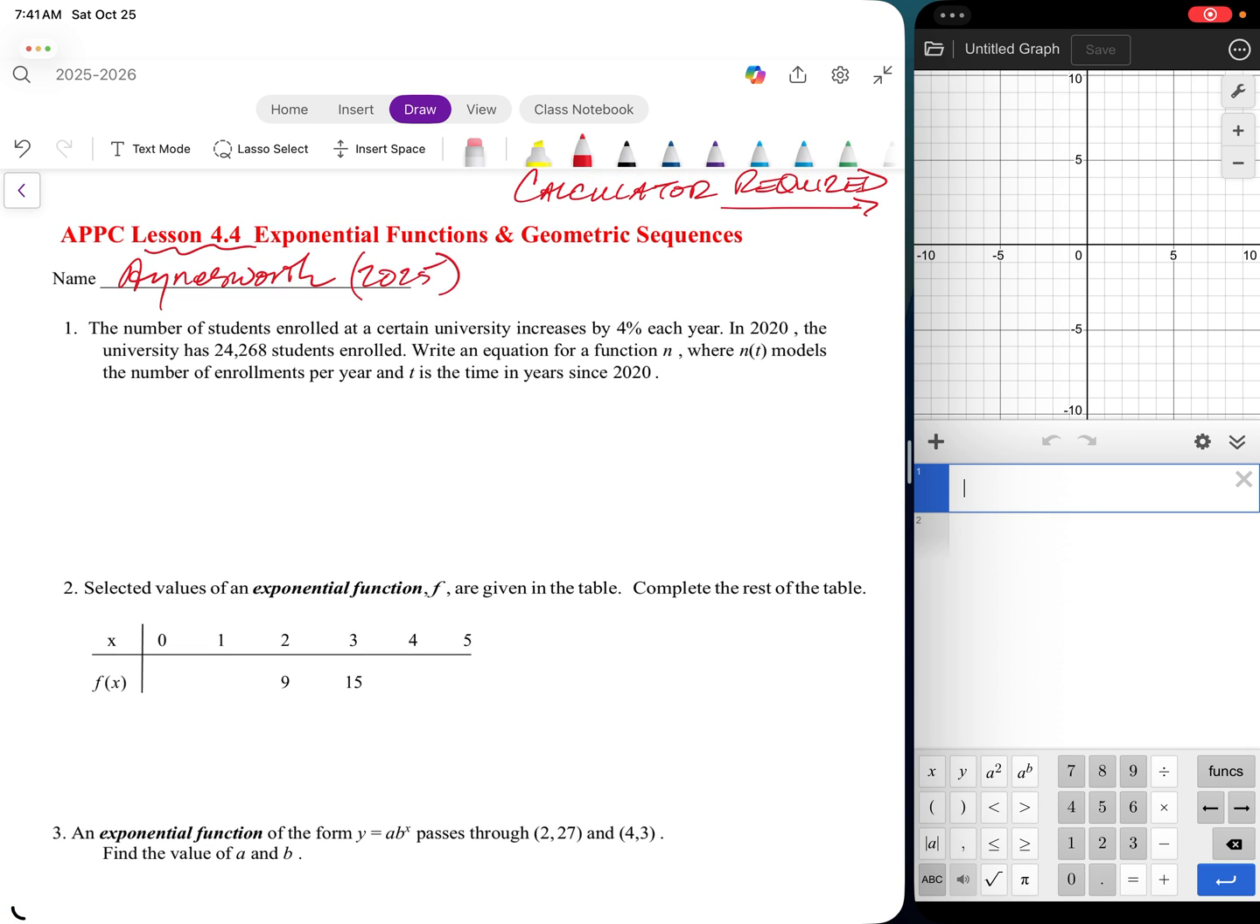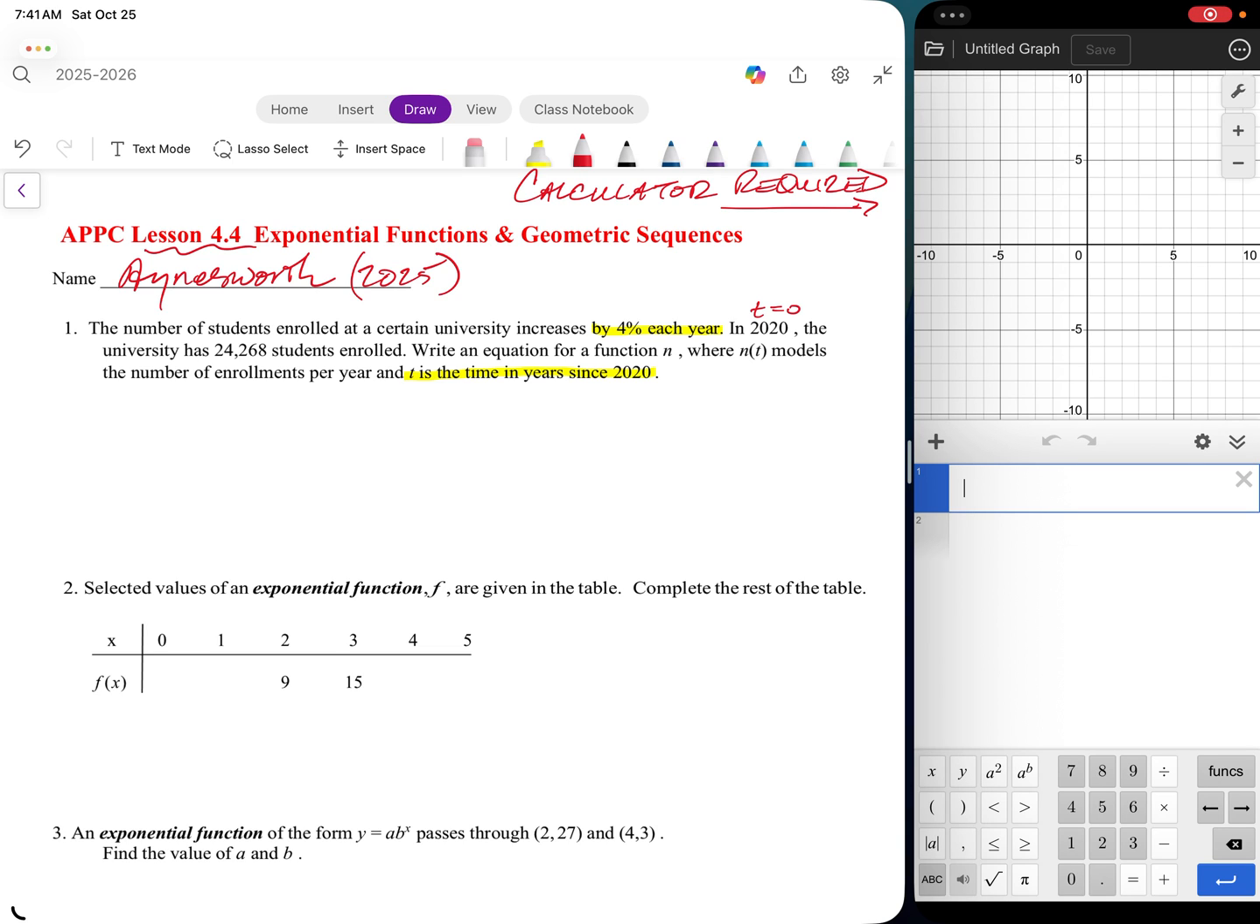The number of students enrolled at a certain university increases 4% per year. Well, that's important. In 2020, the university has 24,268 students enrolled. Write an equation for a function n where n of t models the number of enrolled students per year, where t is the years since 2020. So that's important too. So t is the number of years since 2020, which means the initial year is at t equals 0 here.